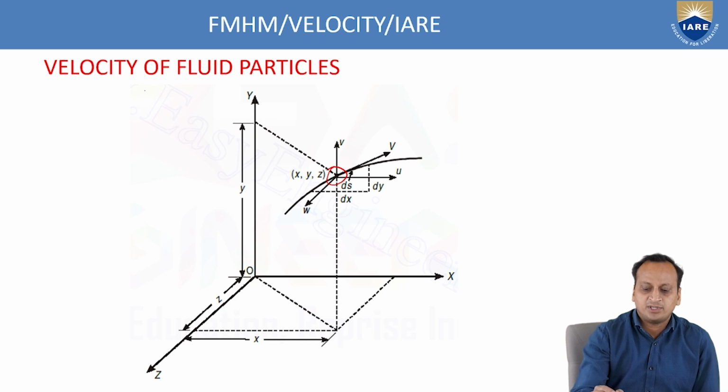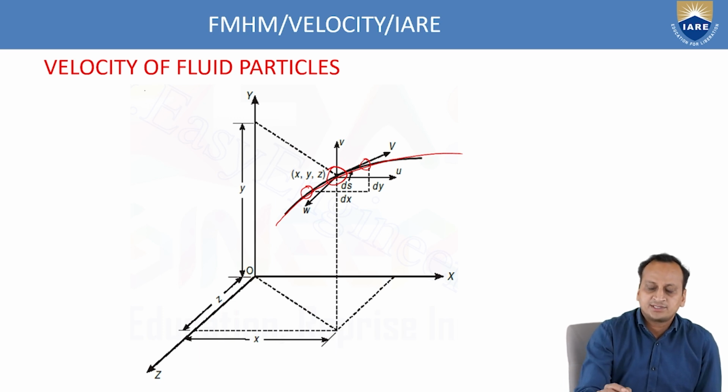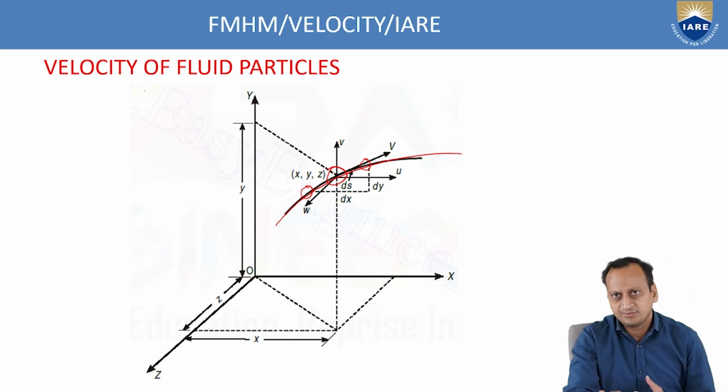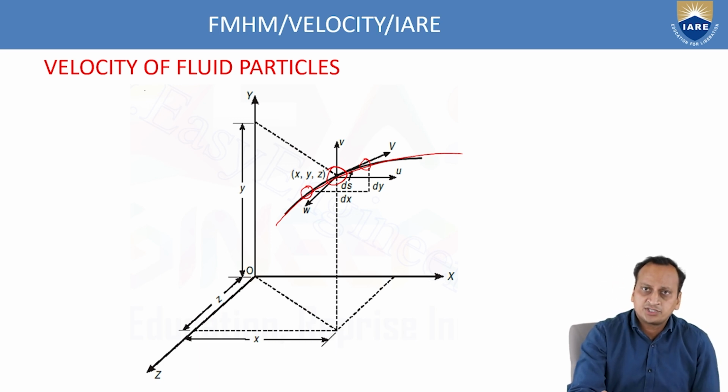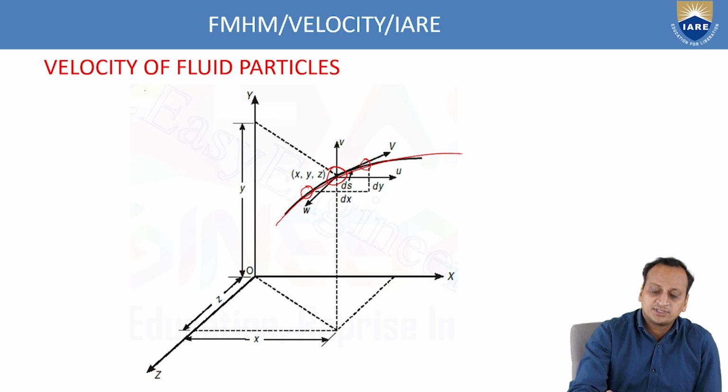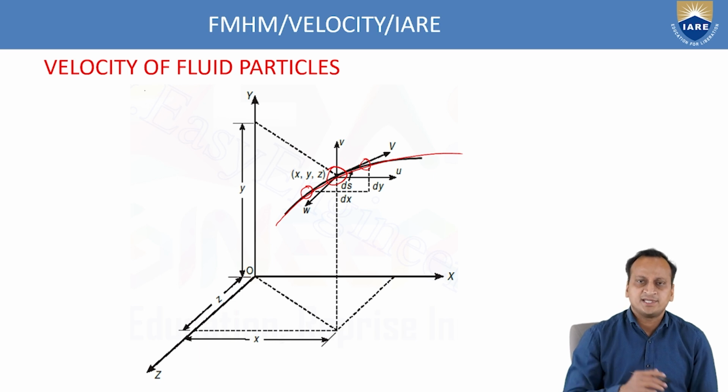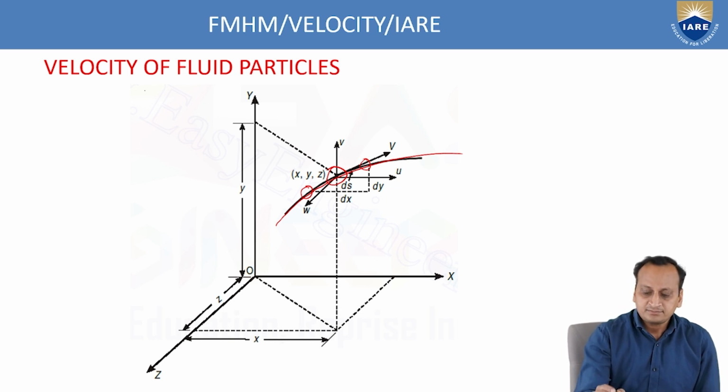Now if you consider the fluid particle is moving from this point to another point, taking this path, and you need to trace out this fluid particle and analyze its characteristics about this path, we have to locate it in space coordinates, and then locate any two points as it is moving from point 1 to point 2.